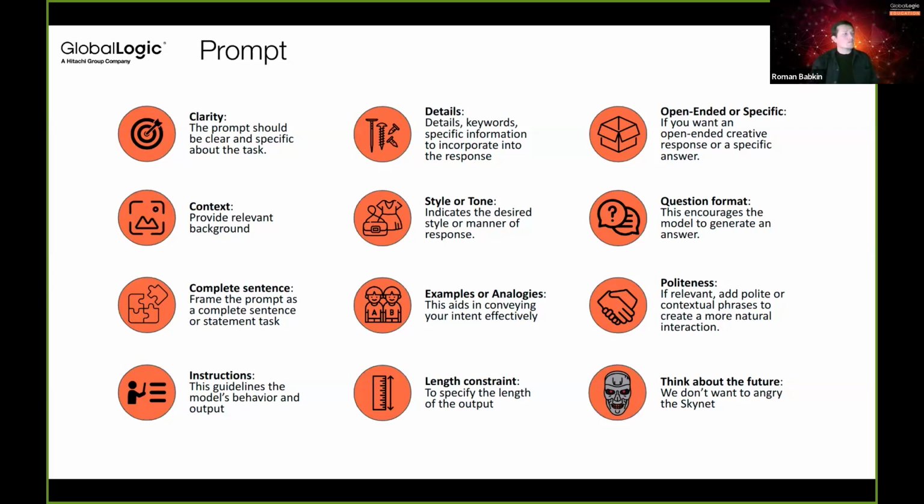Sometimes we can use a so-called complete sentence. So when we just stop a sentence with three dots and we are just waiting for the LLM to finish it, it's a very good approach to improve your prompting and how you can improve the algorithm, because the main idea of the LLM is to continue the text. Instructions: give more instructions.